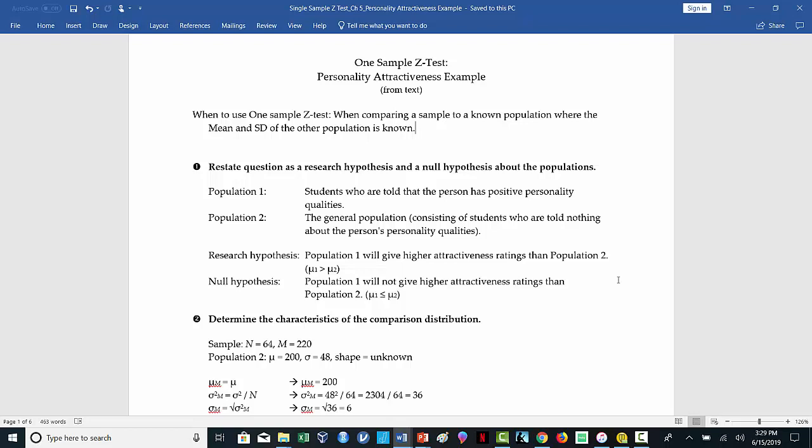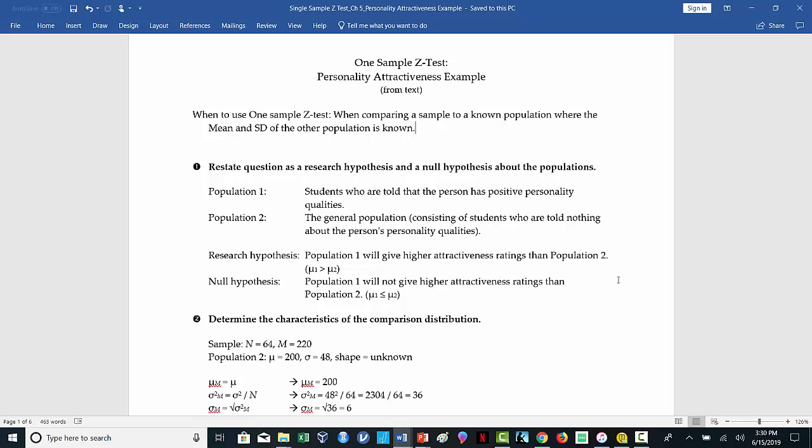So the population is like imaginary, like if we did this to all the people who could be put in this situation, what would they score? That's what population one is. It's imaginary, but you're trying to use your sample to estimate something about what that population might look like, for example. So population one here is kind of like the experimental condition.